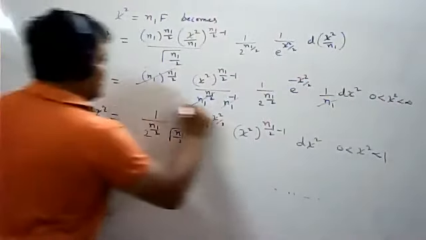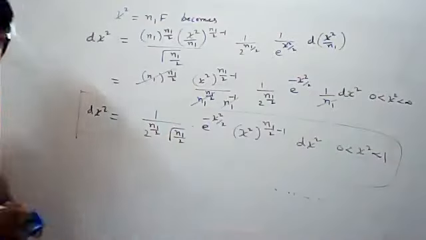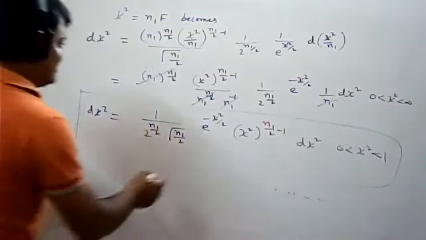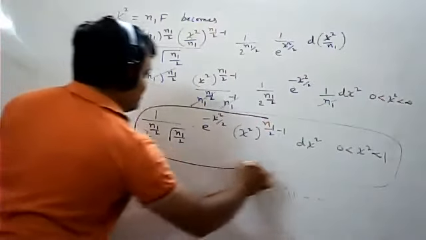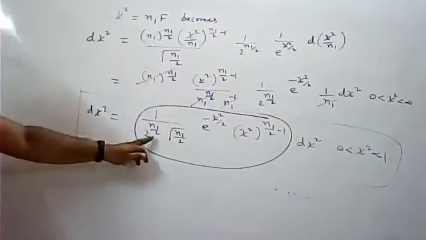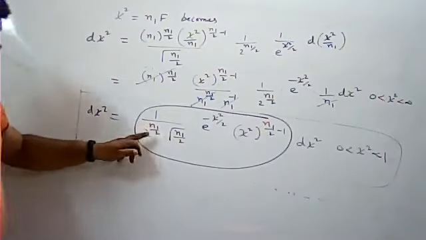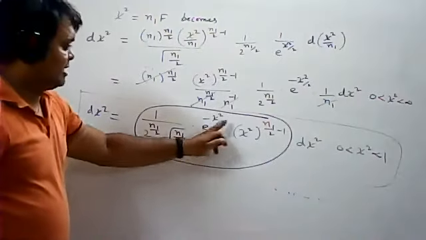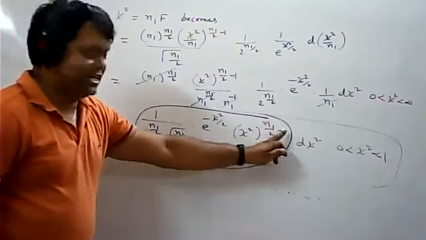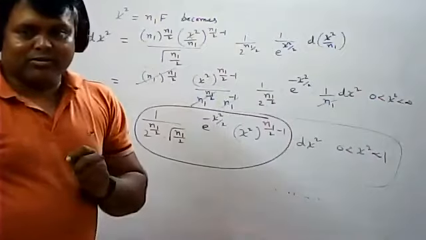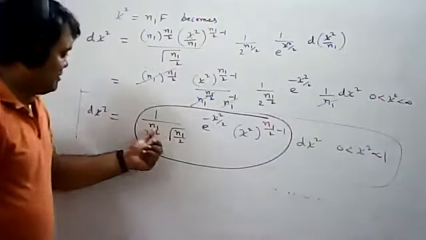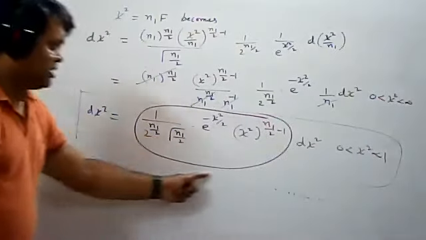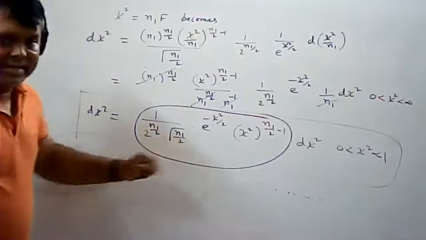Now what is this one? This is the probability density function of chi square distribution with N1 degrees of freedom. What is the probability density function of chi square distribution? I have told 1 by 2 to the power of N by 2, gamma N by 2, e power minus chi square by 2, chi square whole power N by 2 minus 1, when chi square follows with N degrees of freedom. Now in place of N, you have N1. So this is the probability density function of chi square distribution with N1 degrees of freedom.